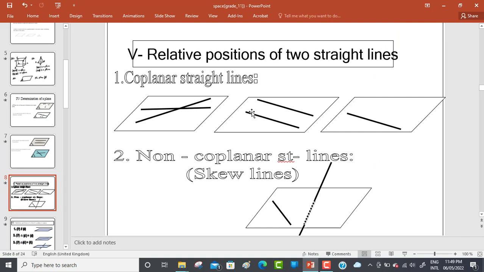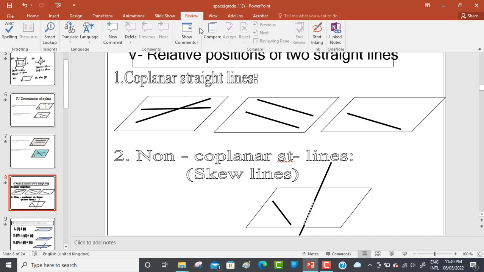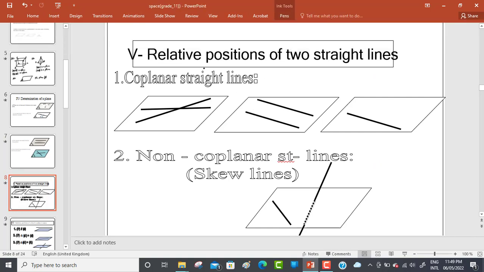Part 5, relative position of 2 lines in space. It's a very important thing. You have what we call coplanar lines or non-coplanar lines. If 2 lines belong to the same plane, they are called coplanar lines. It means lines, we mean straight lines, that are in the same plane or included in the same plane.